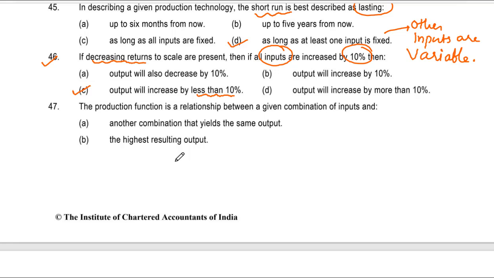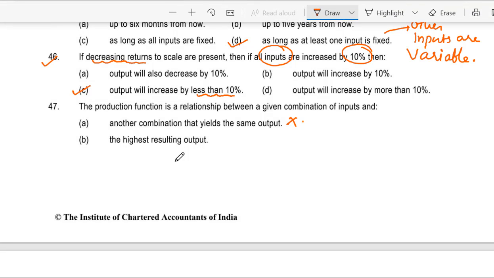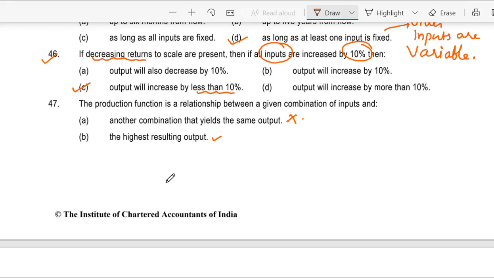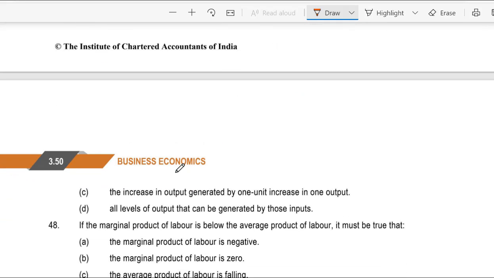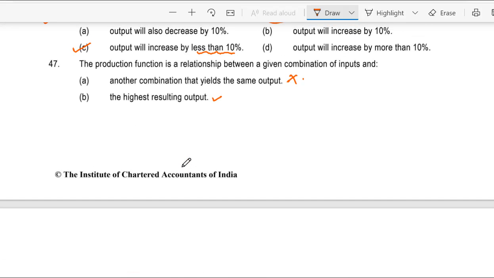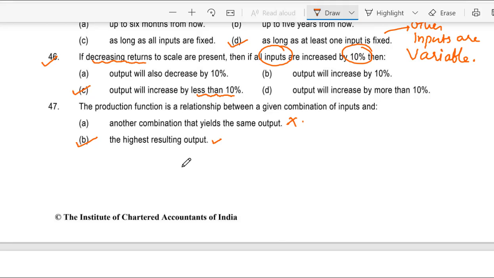The production function is a relationship between a given combination of inputs and A. Another combination that yields the same output? No. B. The highest resulting output? Yes. The increase in output generated by 1 unit increase in one input, and all levels of output that can be generated by those inputs. The answer is the highest resulting output, that is 47B.